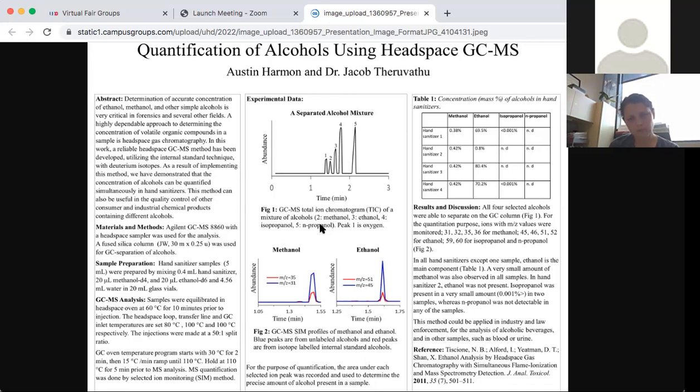And in figure 2, it shows that the 31 ion in blue is methanol D0, or regular methanol, and the 45 ion, this one in blue, is regular ethanol. The small red peaks under the blue peaks are the isotopes, which are methanol D4, represented by a 35 ion, and ethanol D6, which is a 51 ion.